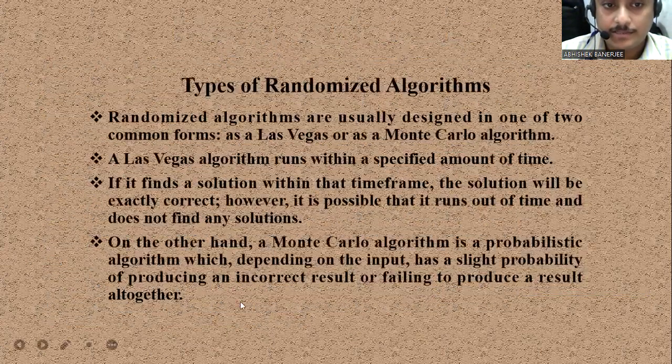See, there it is written: a Las Vegas algorithm runs within a specified amount of time, and a Monte Carlo algorithm is a probabilistic algorithm which, depending upon the input, has a slight probability of producing an incorrect result or failing to produce a result altogether.